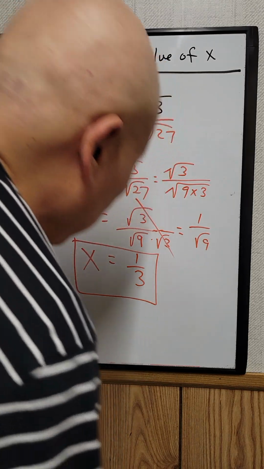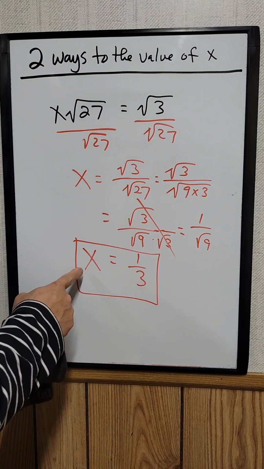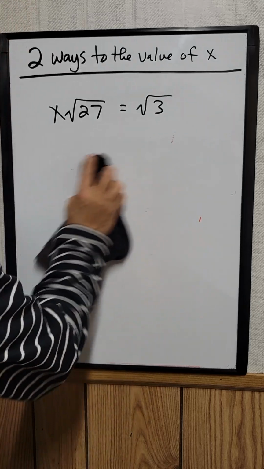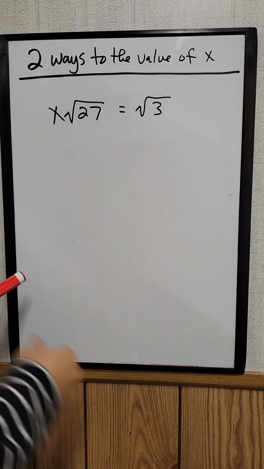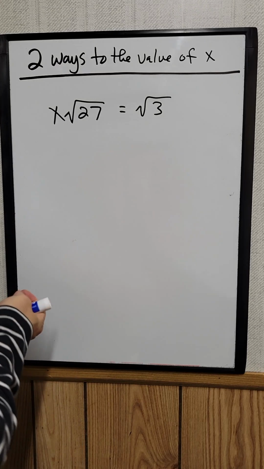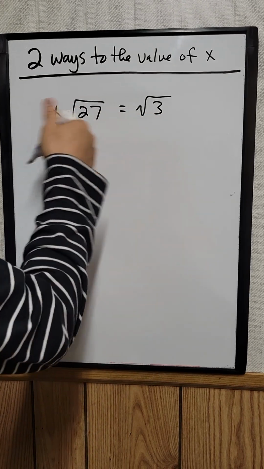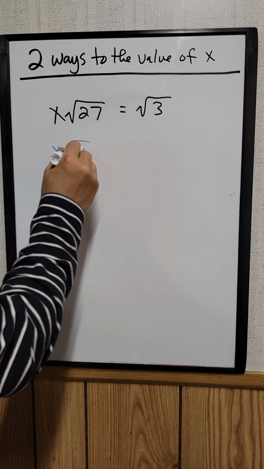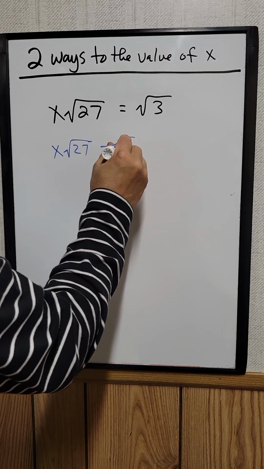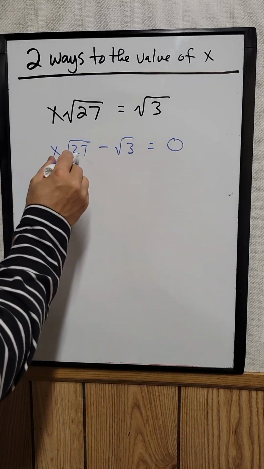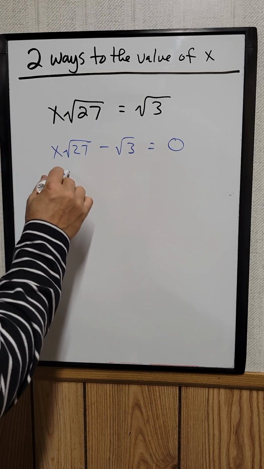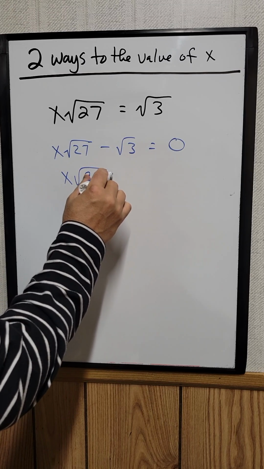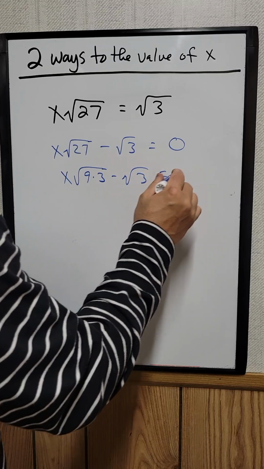The other way would be just to bring the square root of 3 to the left side. So x times the square root of 27 minus the square root of 3 is equal to 0. So it's the same thing. We break down the square root of 27. So x times the square root of 9 times 3 minus the square root of 3 equal to 0.